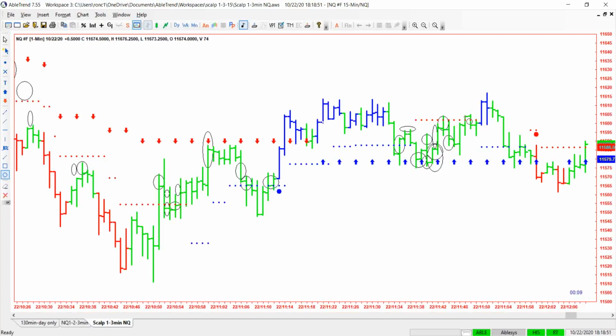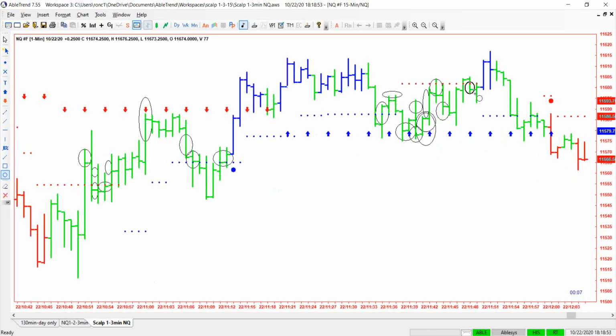Hits the red dot, closes above it, no trade. Hits the red dot, closes under it, winner. Hits the blue dot, closes under it, loser. But at this point, we were doing really well.